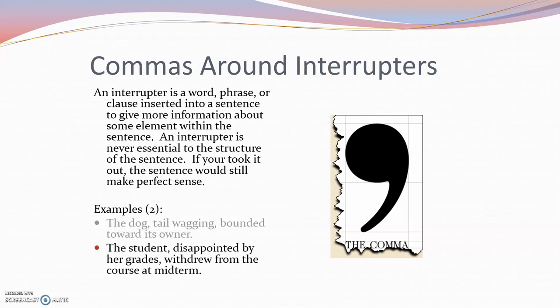Let's look at example number 2. The student, comma, disappointed by her grades, comma, withdrew from the course at midterm. Disappointed by her grades interrupts the flow of the sentence, but if you took it out, the sentence would still grammatically make sense. The student withdrew from the course at midterm. Nice to know why, but not necessary to the structure of the sentence.